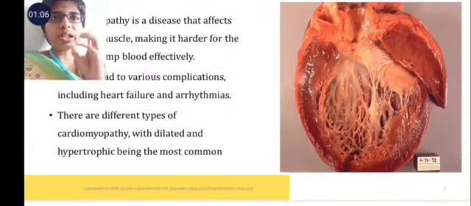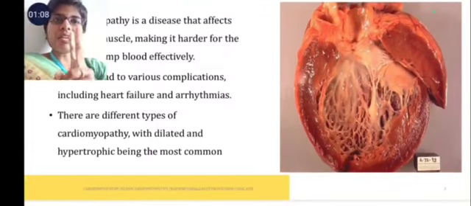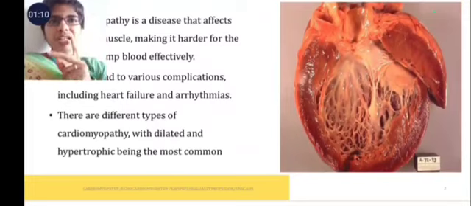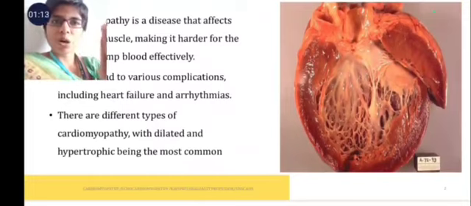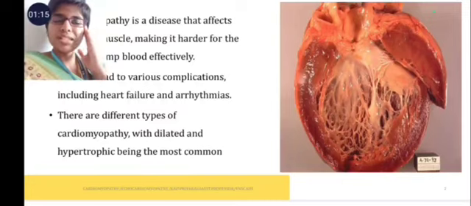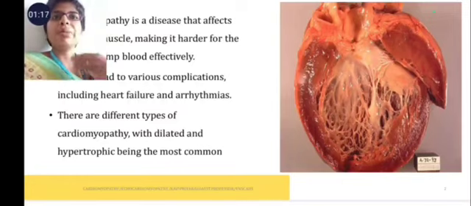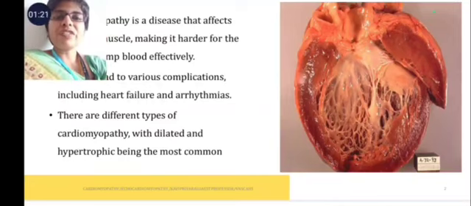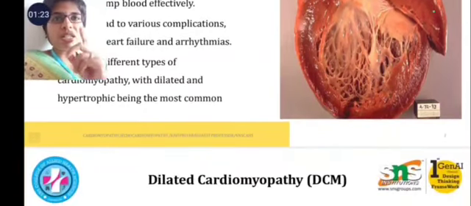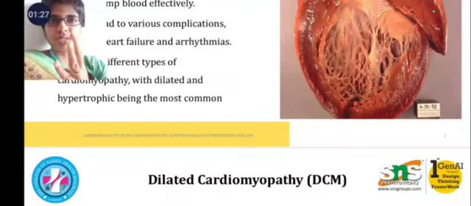The first is heart failure, and the second is arrhythmias. Once heart failure occurs, cardiac output decreases, so we feel syncope, pedal edema, breathlessness, chest pain, muscle weakness, everything. There are different types of cardiomyopathies: one is dilated, one is hypertrophic, then arrhythmogenic, then non-compaction.